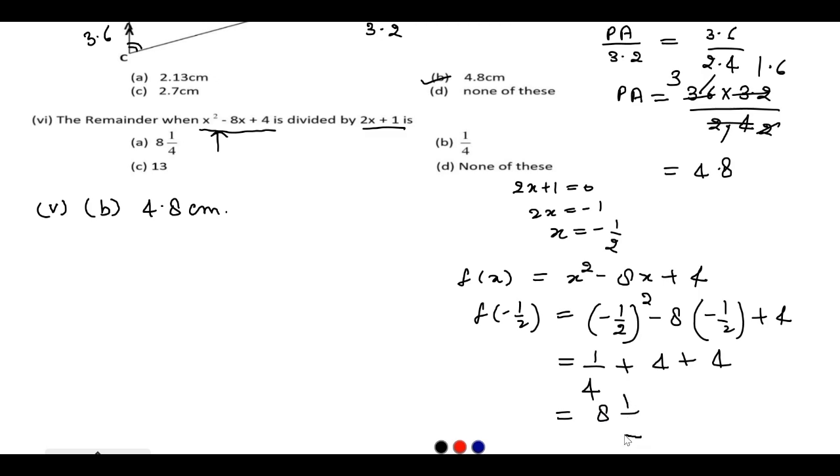Eight and 1 by 4 is the remainder if the given expression is divided by 2x plus 1. Option A is the right option. Mention your answer.